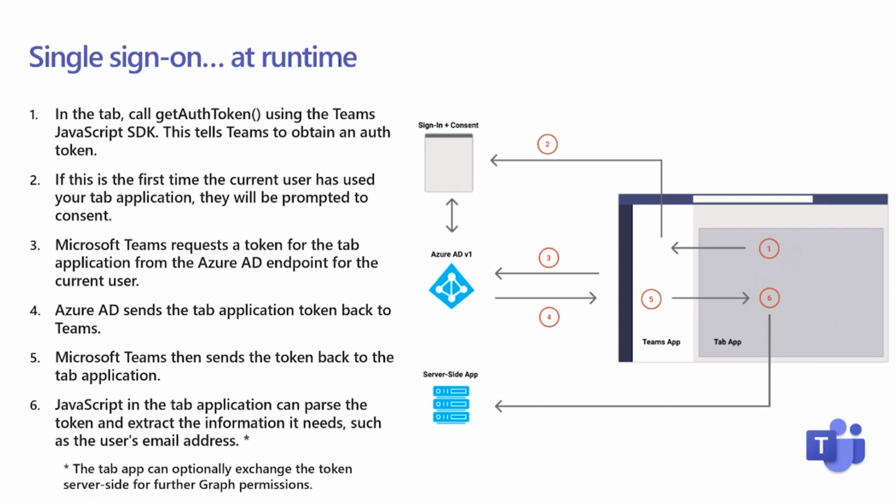And you can do anything you want with that token. In the case where you want additional downstream resources for Graph, like mail access or calendar access, you have to take that token all the way back to your server, and exchange that token server side with something called an on-behalf-of token exchange to get those additional resources.